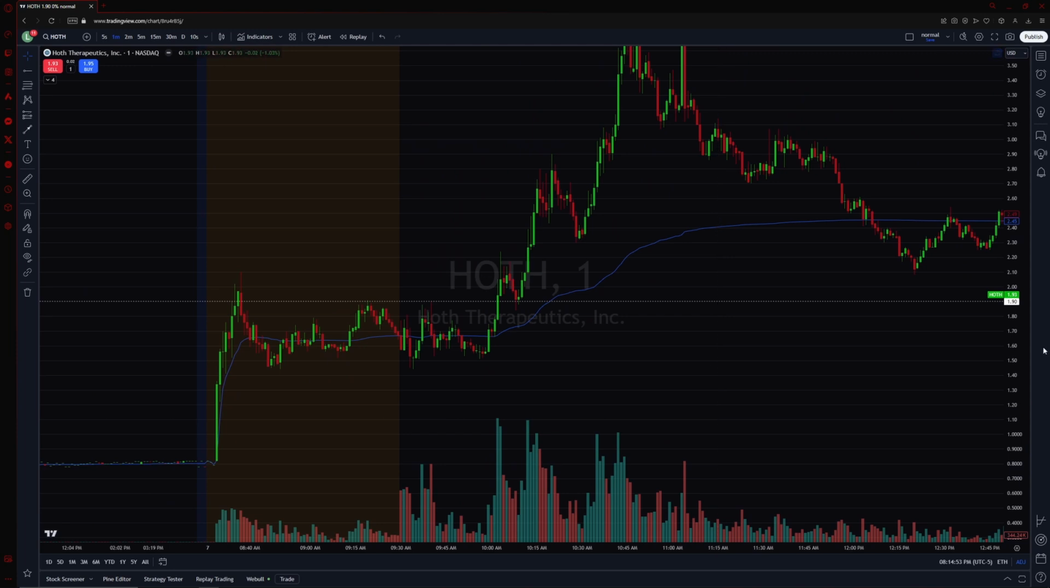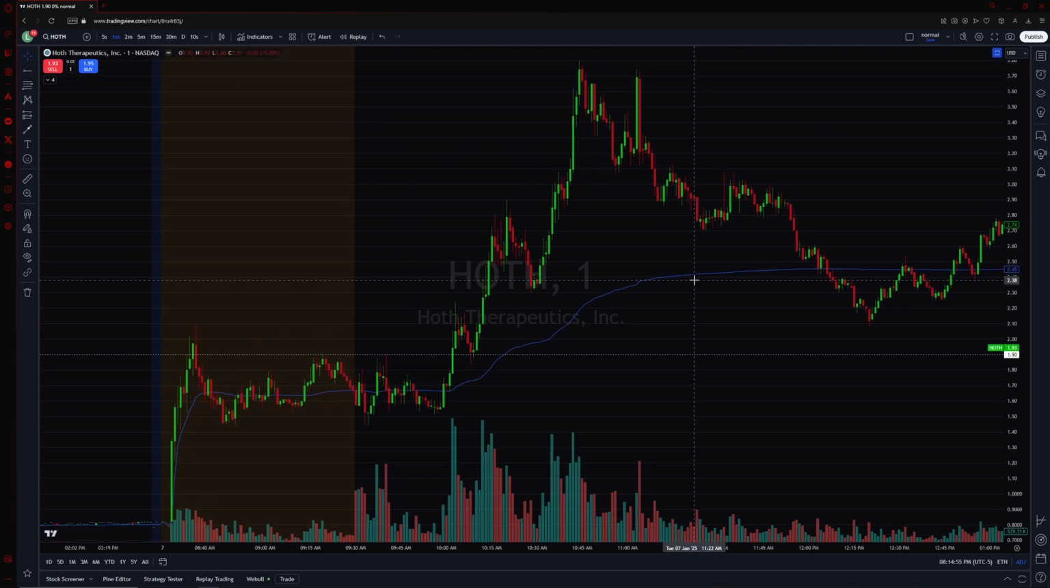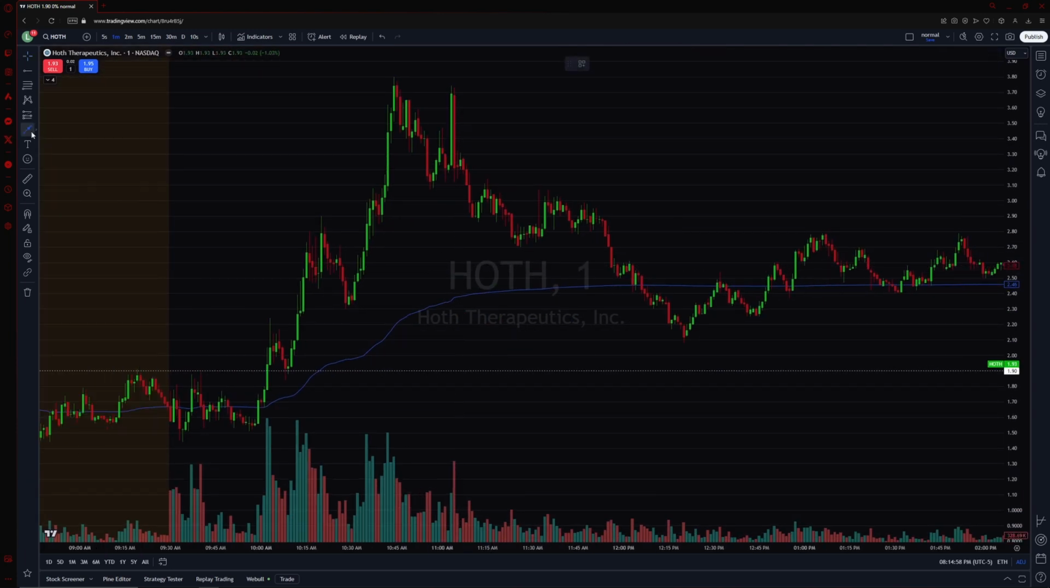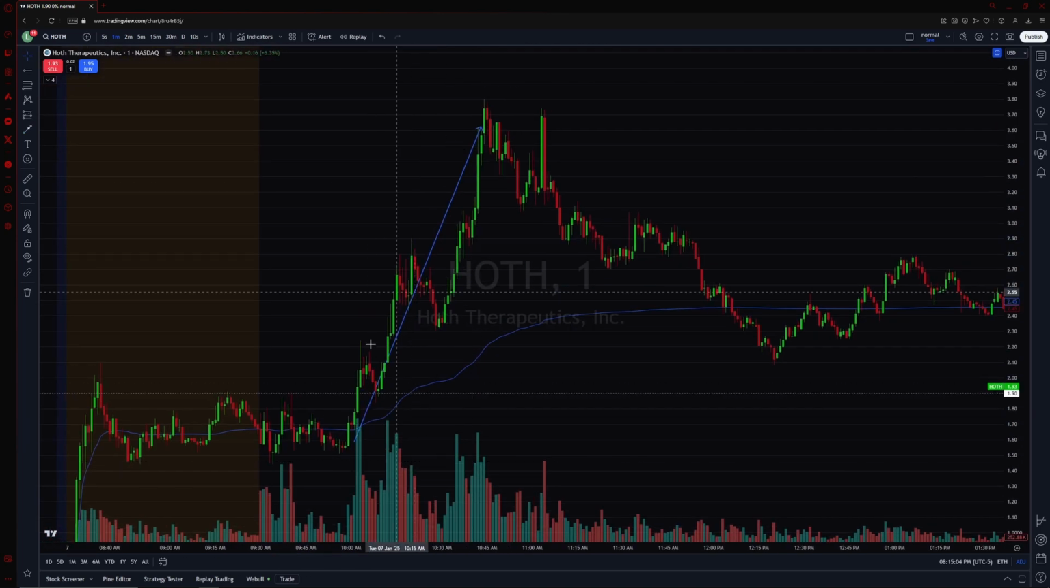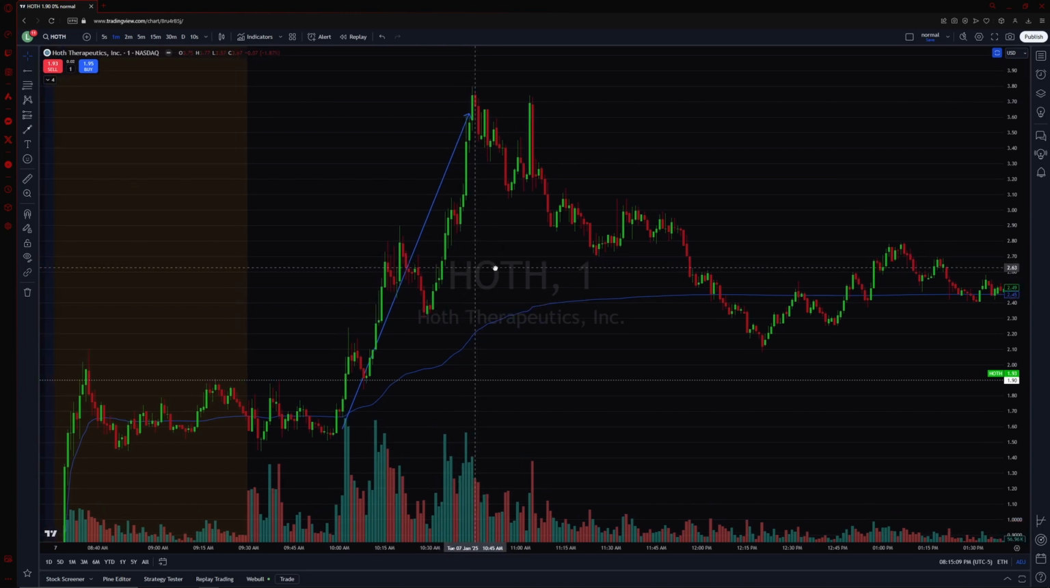Now, into the details here of positioning. So on this move higher, we're considering this the start of a new leg. And with every new leg, you've got a new penny stock cycle that appears. All right.